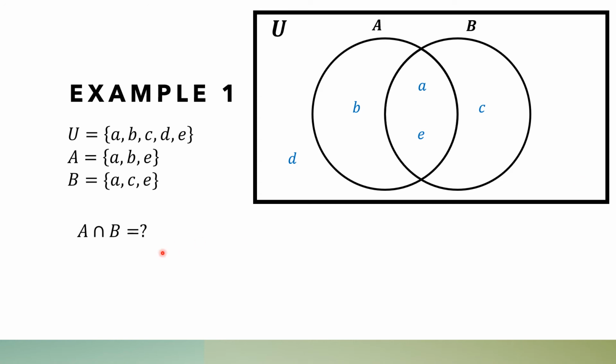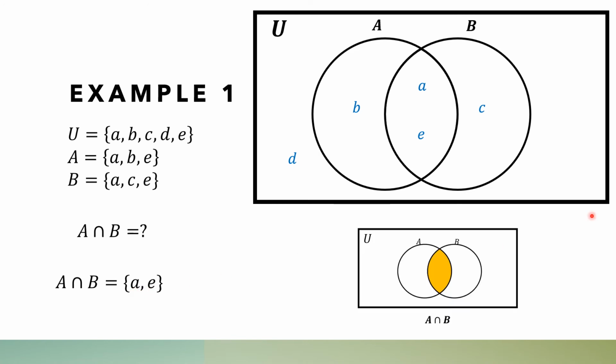Now, as you can see, we want to find A intersection B. So getting the intersection, what is common between A and B? That is the answer. What's common there is A and E. In the visualization, the shaded part is the intersection of sets A and B.